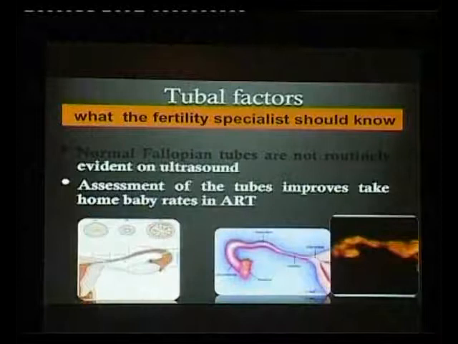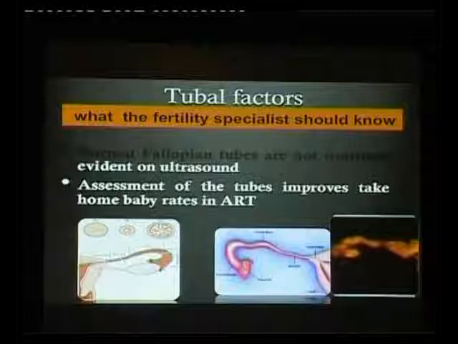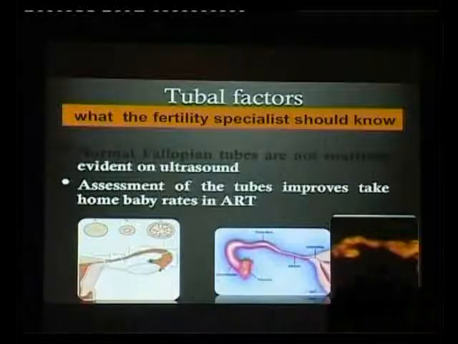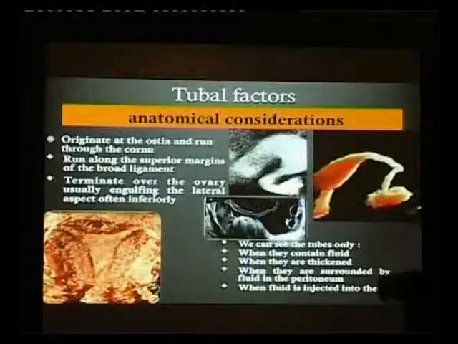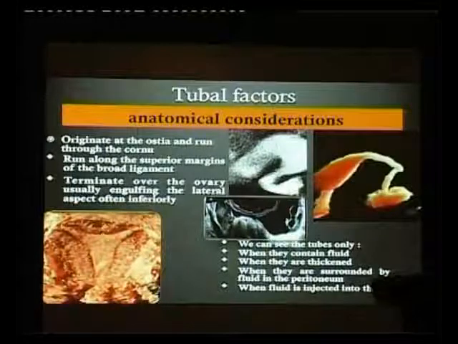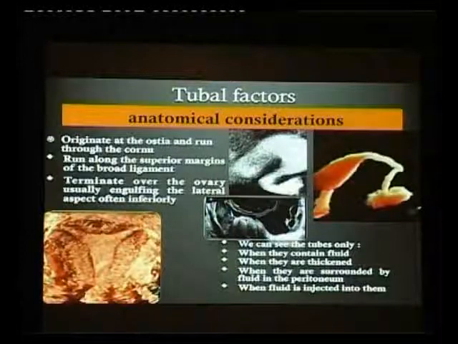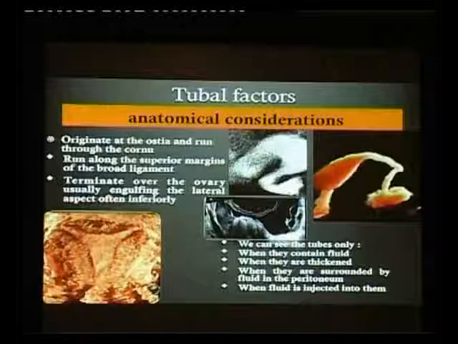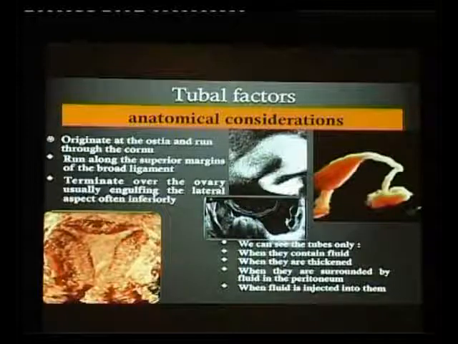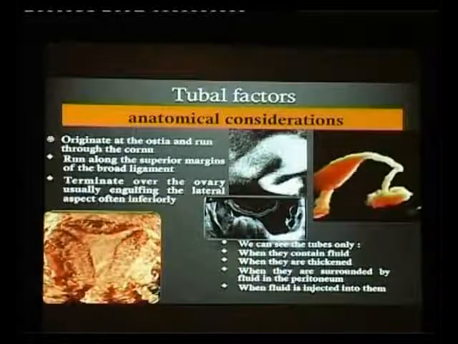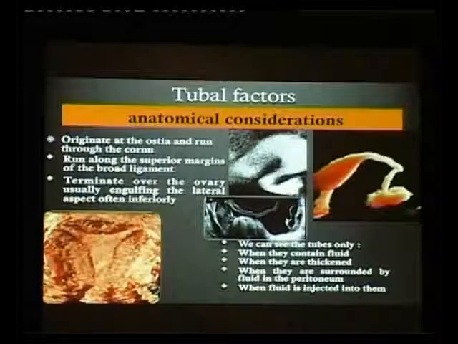We must remember that normal fallopian tubes are not routinely evident on ultrasound. Assessment of the tubes improves take-home baby rates in ART. The tubes originate at the ostia and run through the cornu. They run along the superior margins of the broad ligaments. They terminate over the ovary, usually engulfing the lateral aspect, often inferiorly. So we can see the tubes only when they contain fluid, or when they are thickened, or when they are surrounded by fluid, or when fluid is injected into them. Otherwise, a normal tube will not be seen.